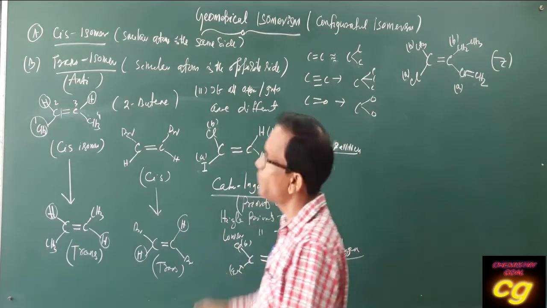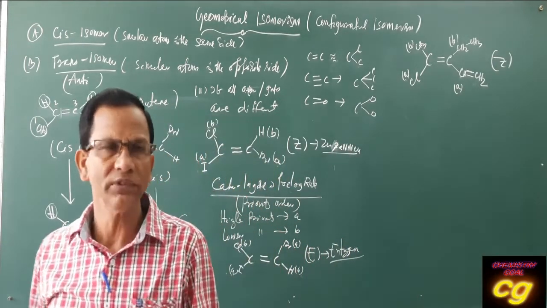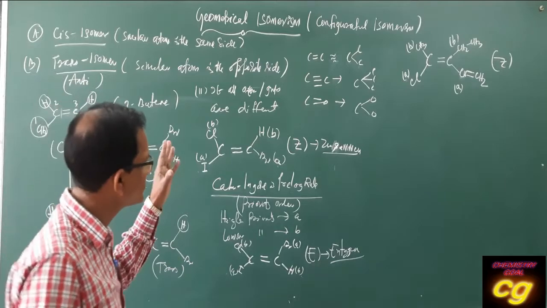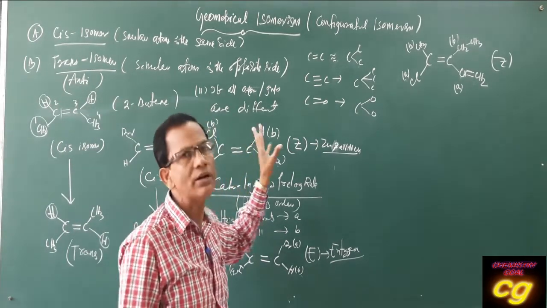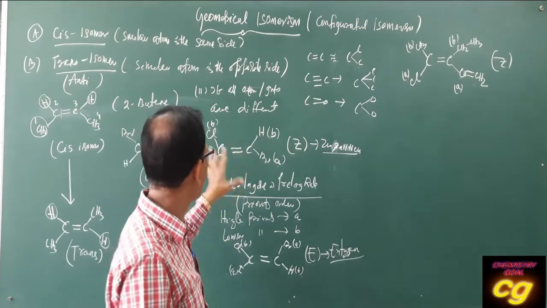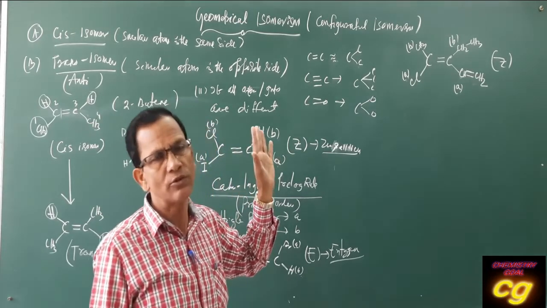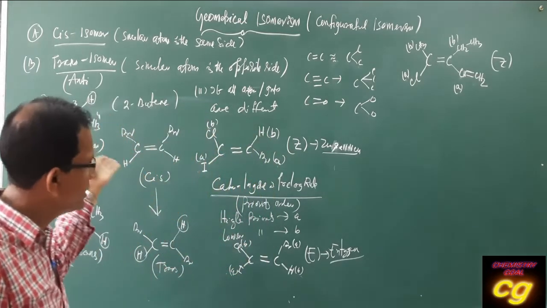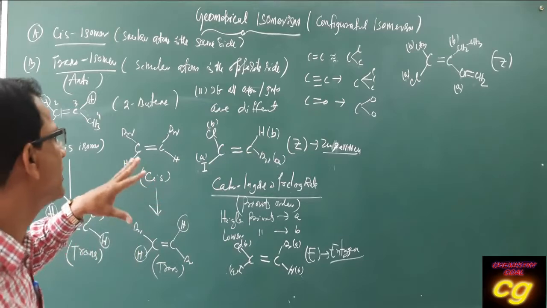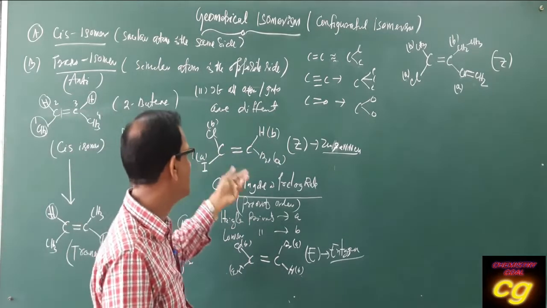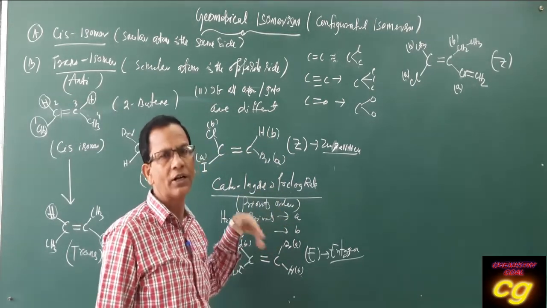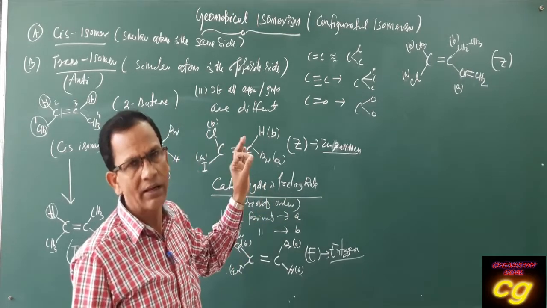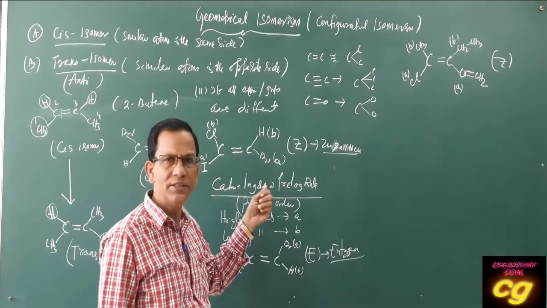So the Ingold and Prelog rule is applicable in the case where the atoms and groups attached to the double bond are all different. When all are different, then cis-trans isomerism is not possible. But in place of cis-trans isomerism, we can give EZ notation, that is using the Ingold and Prelog rule. That is the priority order. Greater atomic number, that is A. Smaller atomic number, that is B.